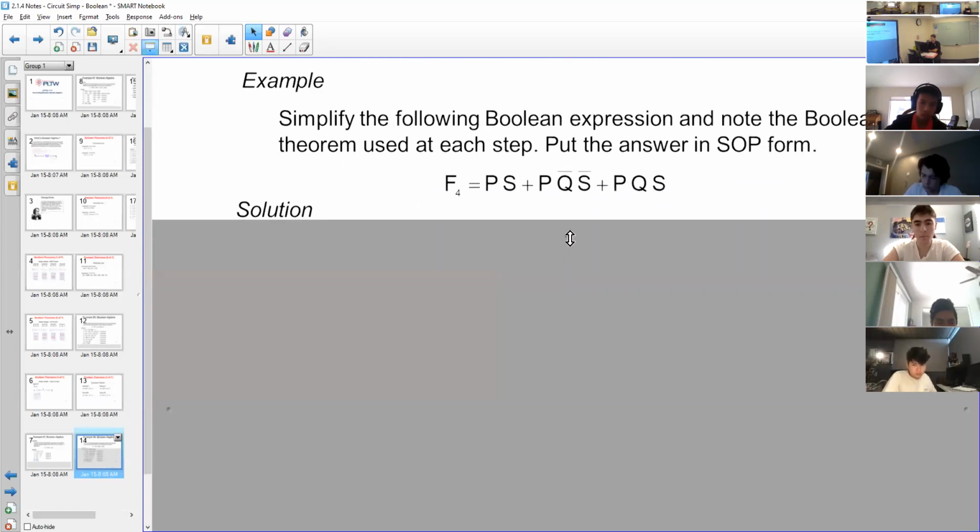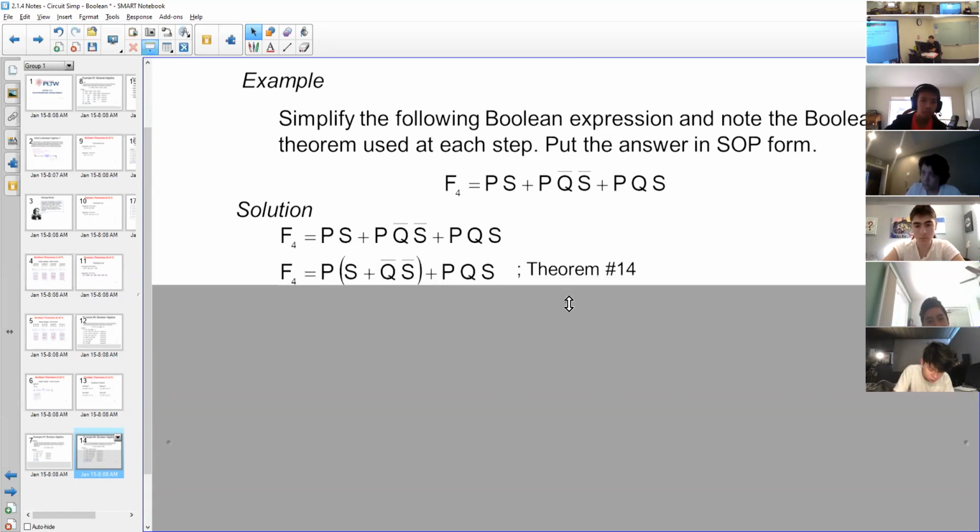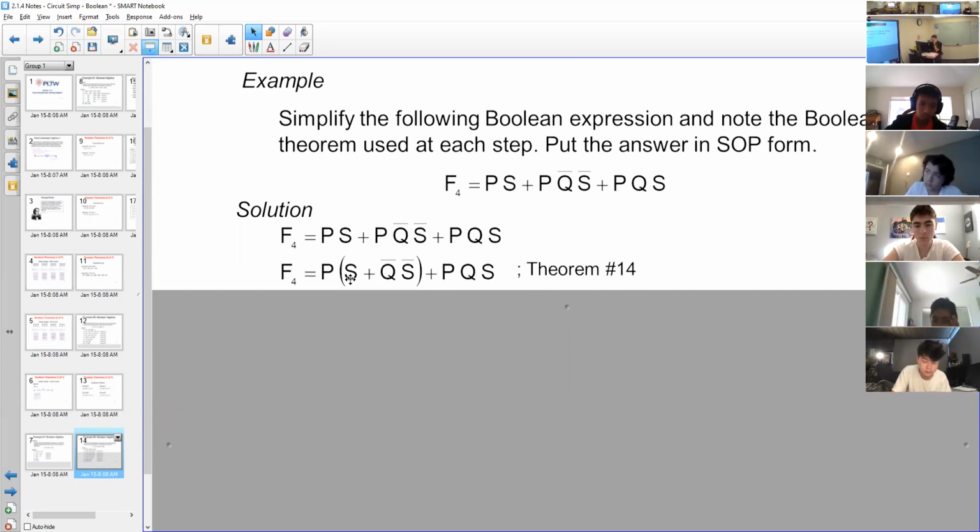So our example here, if we rewrite it, we've got PS plus P not Q not S plus PQS. So if we use theorem 14 first, we can factor out a P. Now they could have factored out a P from all three, right? But they factored out a P of the first two for a specific reason. Anybody recognize why they just chose the first two? Is there something in this set of parentheses that gets a pattern that's helpful?